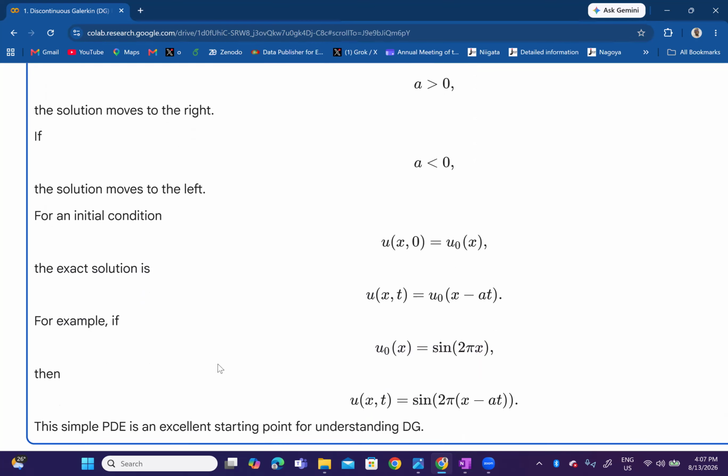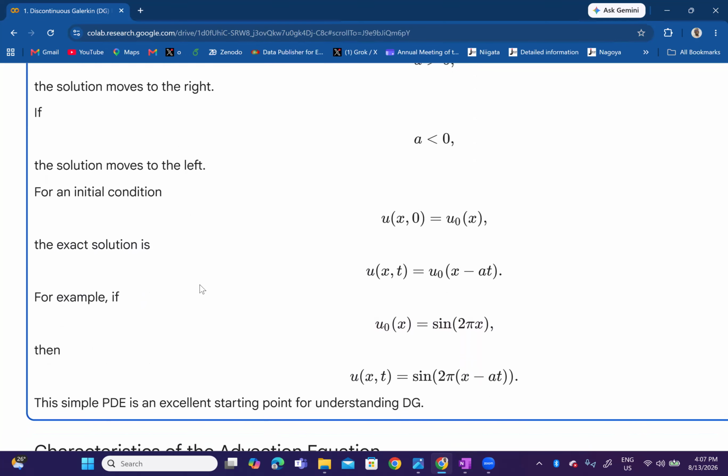For an initial condition, we can have u of x comma 0 equals u naught of x. That is the flow of heat or whatever we are considering at the initial time. We have the space component, but the time component is 0. So at time 0, we have u naught of x, the state at the initial time. The exact solution of this would then be u of x comma t equals u naught of x minus at.